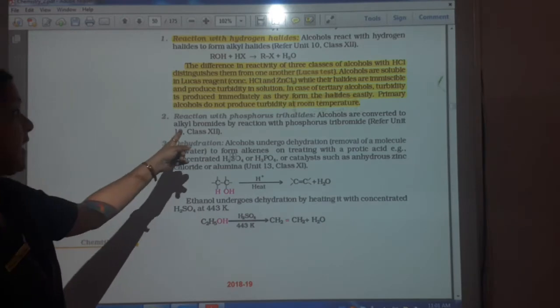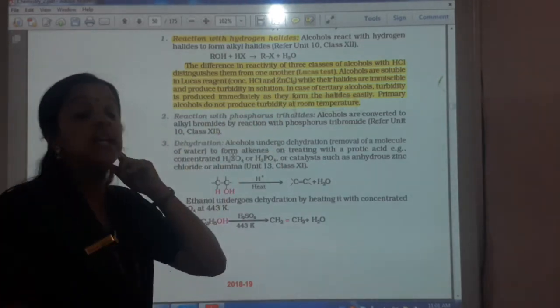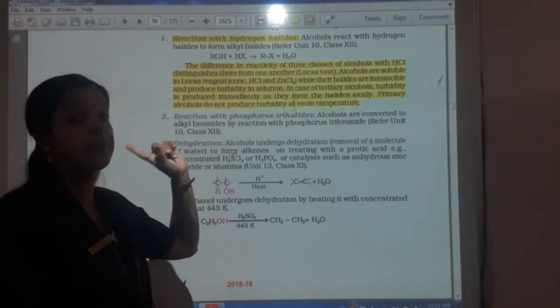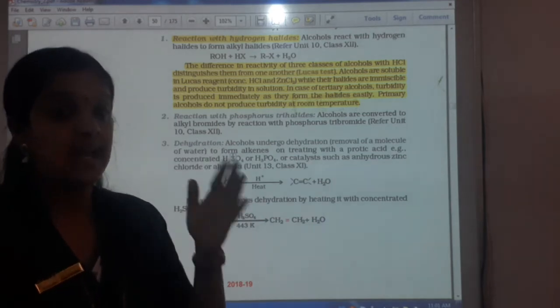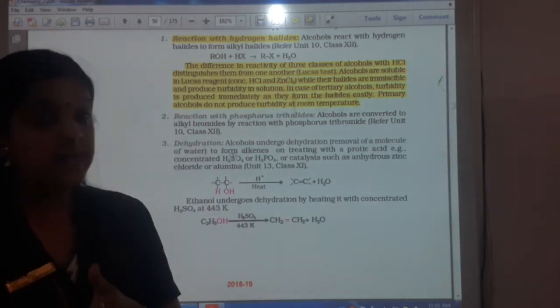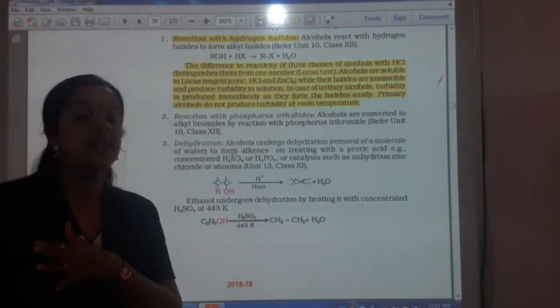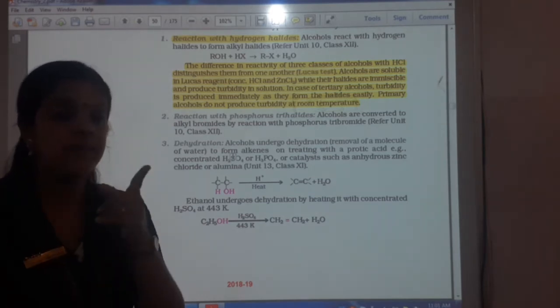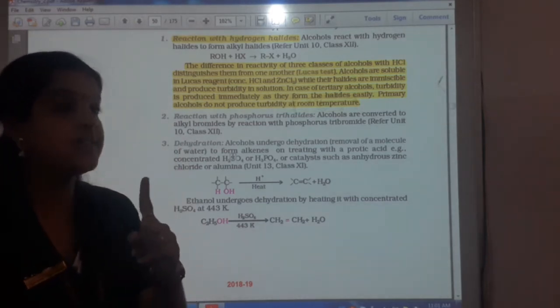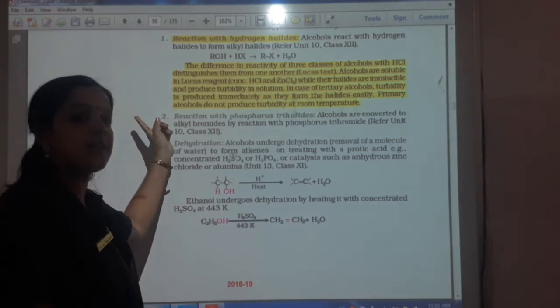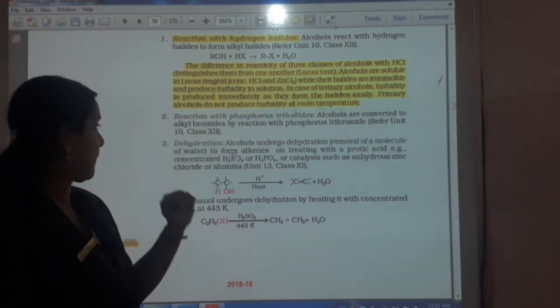Next one is reaction with phosphorus trihalides. If you remember, we studied this for the preparation of haloalkanes. Alcohol plus PCl3 gives RCl plus POCl3. You remember children, we studied. So you should always remember the preparation of something will be the property of another compound.